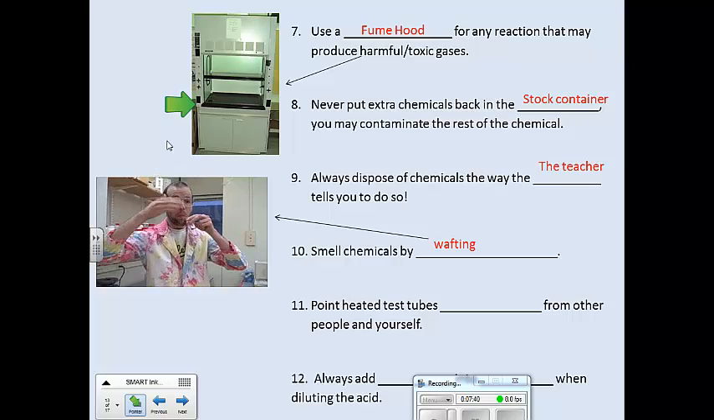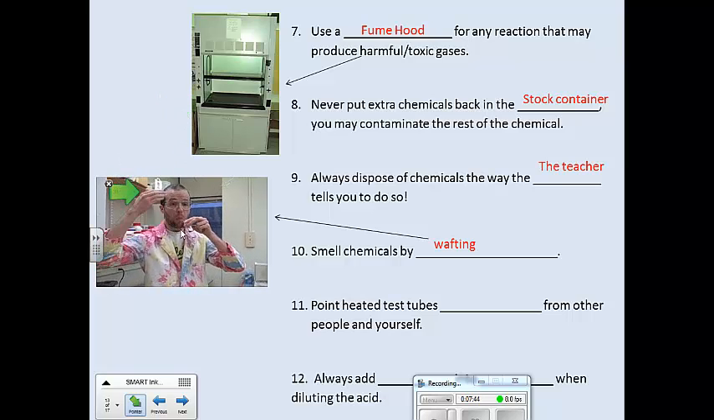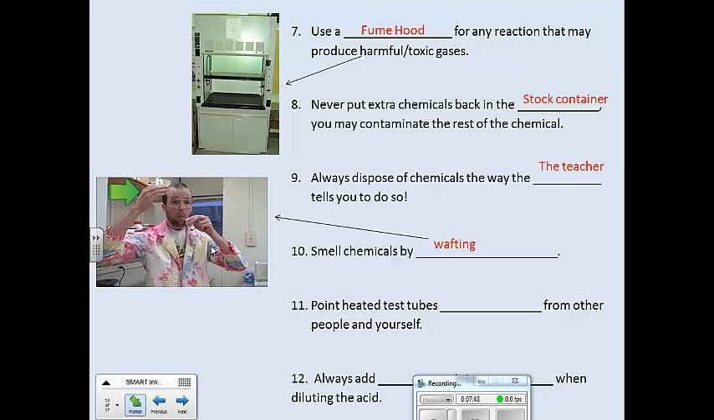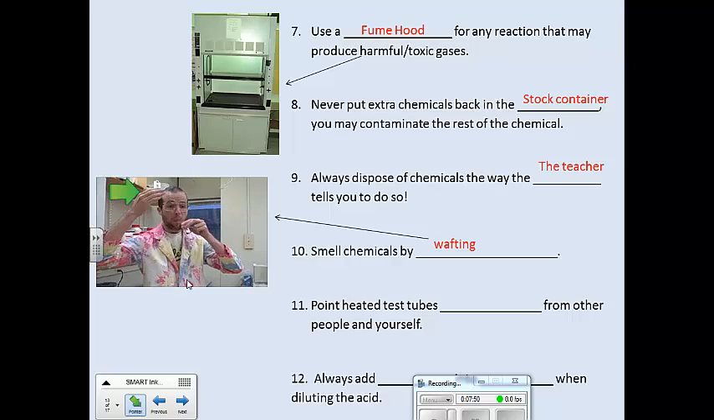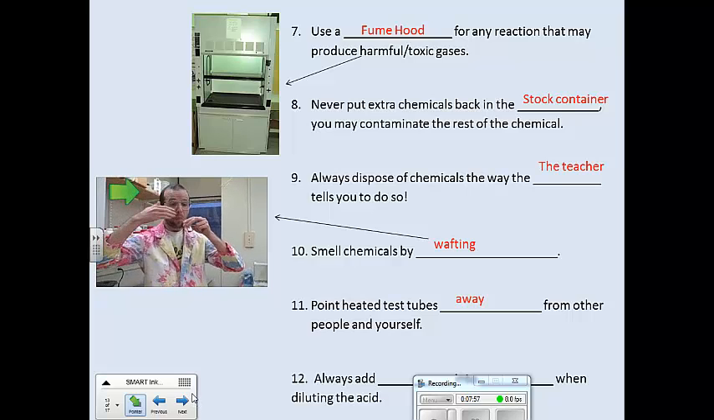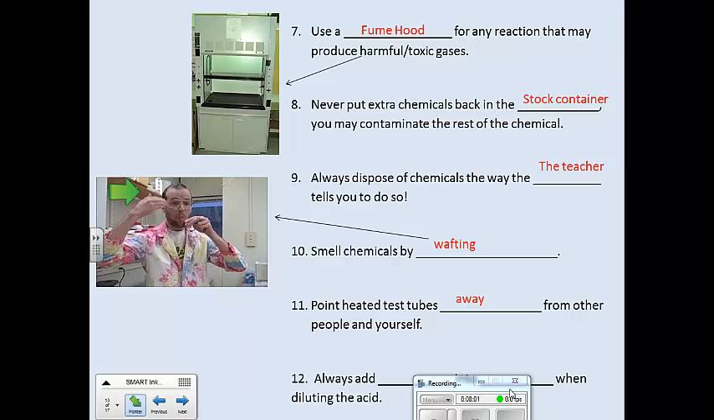When we smell chemicals, you're going to do it by wafting. You can see this guy right here in the lab coat is doing the wafting. That's how you do it. Don't put your nose right over your test tube or your beaker, because sometimes the fumes can be so strong that they might knock you out. Then anytime we have pointed test tubes, you need to point those heated test tubes away from other people and yourselves. Things tend to shoot out of those, and we don't want that hitting you or somebody else.